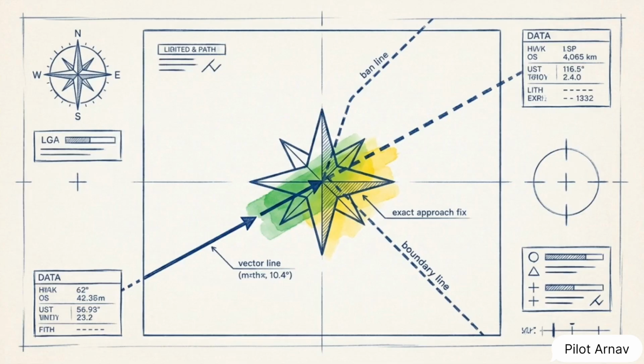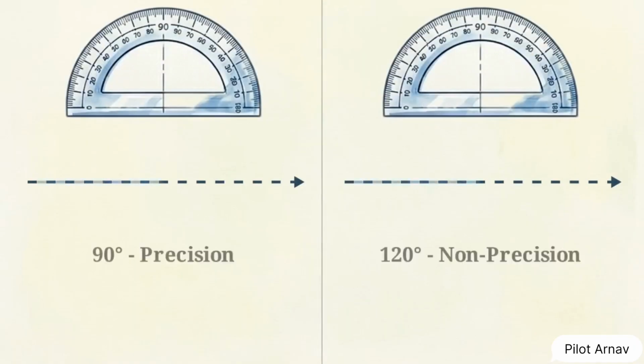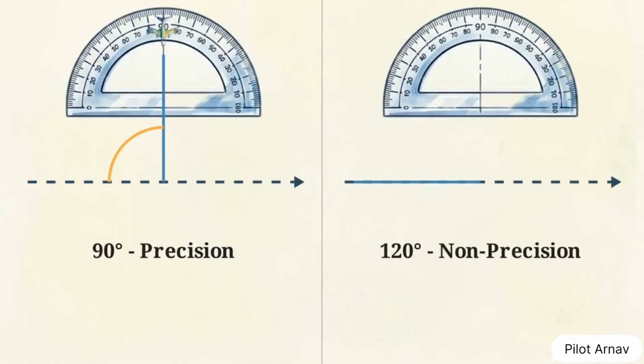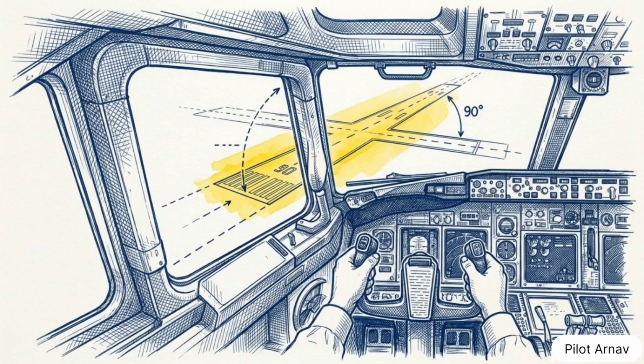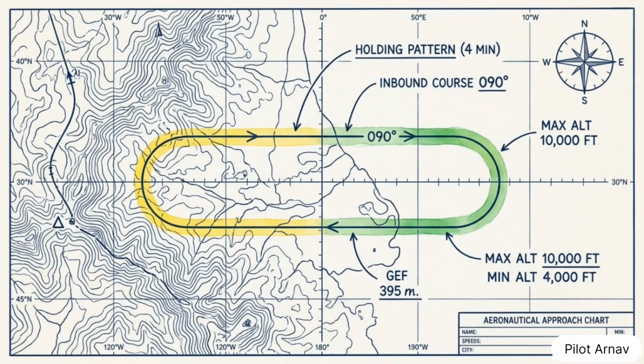Once the aircraft hits the initial approach segment, track guidance intercepts the intermediate fix. Memorize these maximum interception angles: 90 degrees for precision approaches and 120 degrees for non-precision approaches. If direct track guidance into the intermediate fix is geometrically impossible from your current heading, you execute a reversal or holding procedure to align the aircraft.